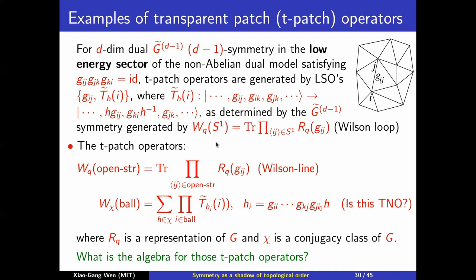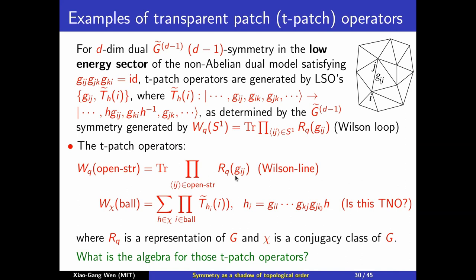So first of all, this higher symmetry is generated by this loop operator. Then to have a transparent patch operator, it's very simple, we just consider an open string rather than a loop. So now we have a Wilson line operator, just working on an open string. Okay. And so this is a Wilson line operator.